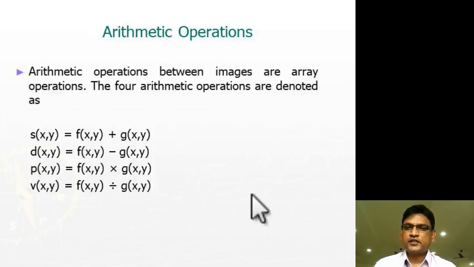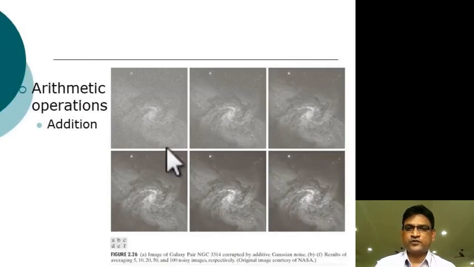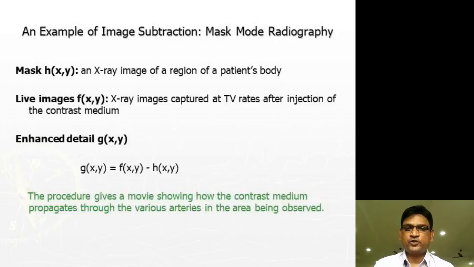The third operation is arithmetic operations. They are usually four: addition, subtraction, multiplication, and division. We can use the addition operation for enhancing the image, and the same addition operation can be used for noise reduction also.